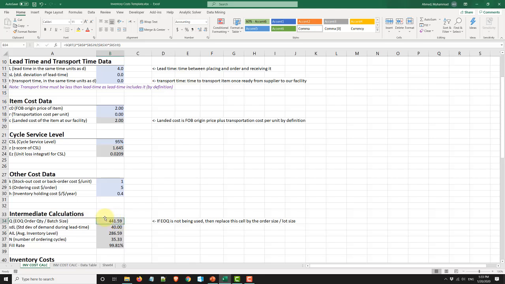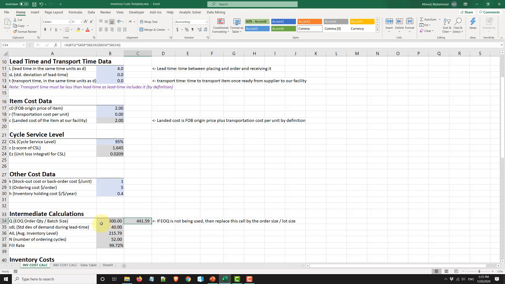However, maybe because the truck that delivers the bread is not big enough to carry 441 loaves, or for other reasons, the supplier takes orders of size 300. So what I can do is copy paste this formula here, to not destroy the formula, and make this 300, because the question says we order in batches of size 300. Whenever the batch size or order size is specified, we enter that here. If it's not specified, we use the EOQ formula, which is this formula right here, to compute the batch size.